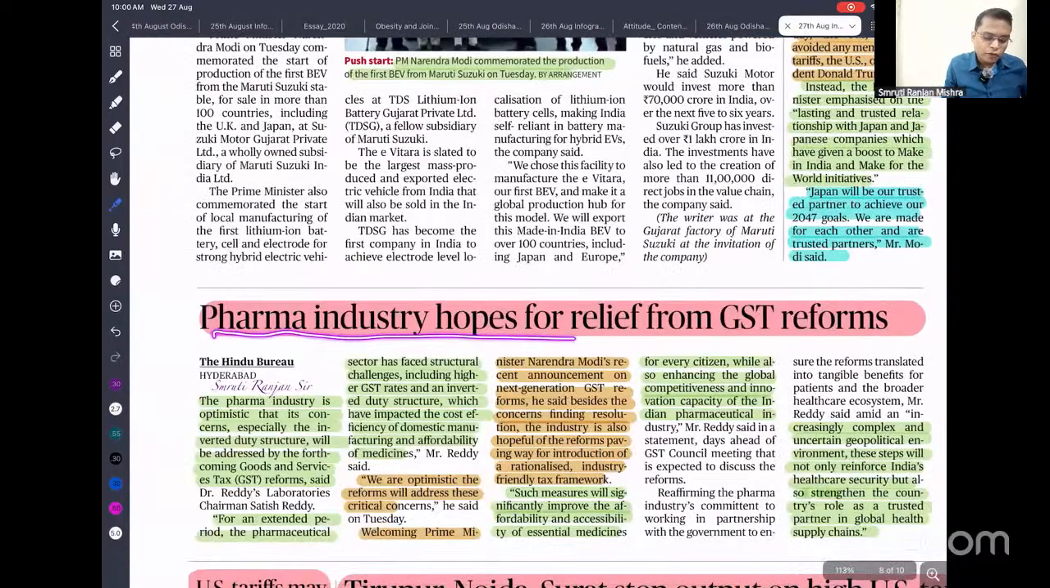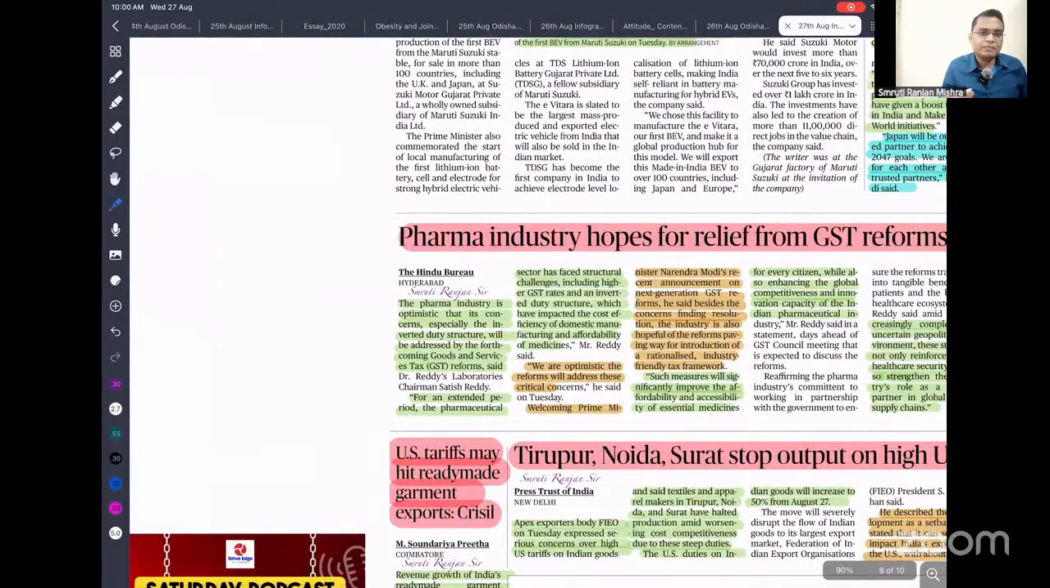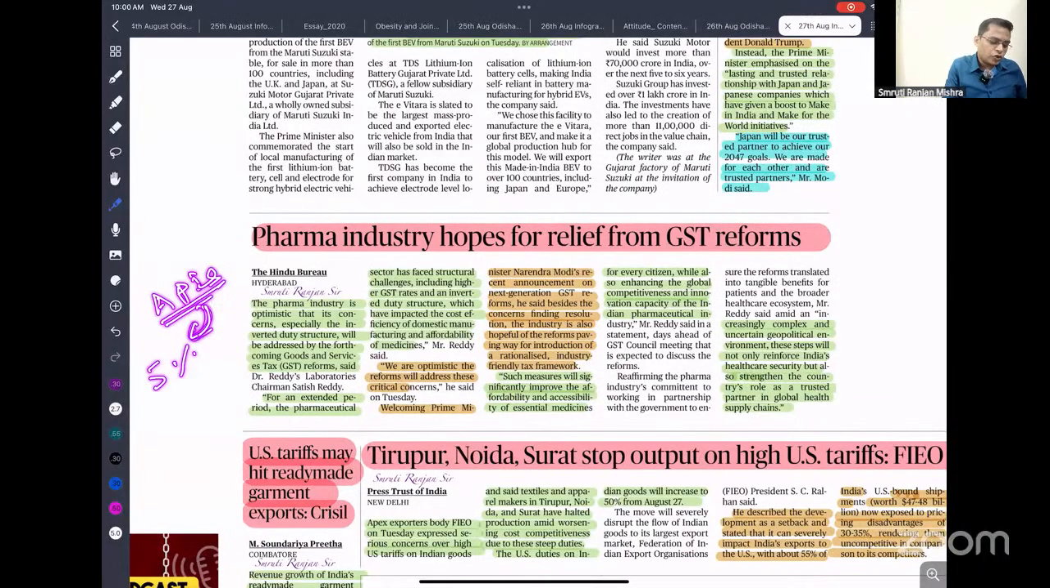Pharma body hopes for relief from GST reform. In the current structure, it is costlier for pharmaceuticals to import raw material than the finished product. That is called an inverted duty structure. They are hoping that the GST reform announced by the Prime Minister will correct that, and that the tax on inputs will be quite low, within 5%. Like API, active pharmaceutical ingredient, the key material for all these pharmaceutical products, should be kept at 5%, while the tax on finished products should be kept at 18%, so that the inverted duty structure can be corrected. That is what they are planning.